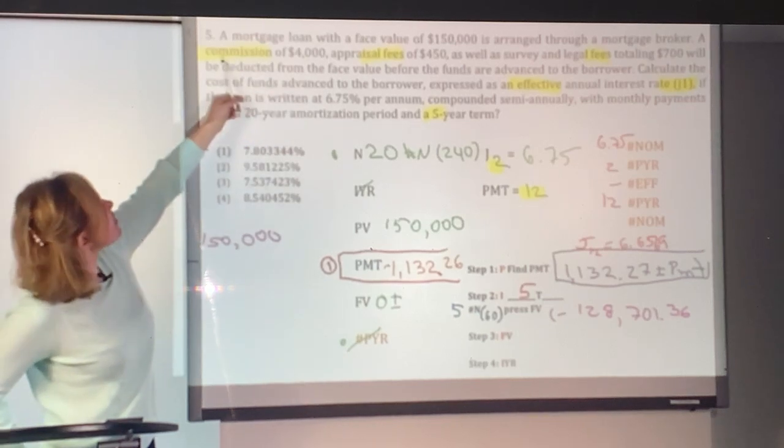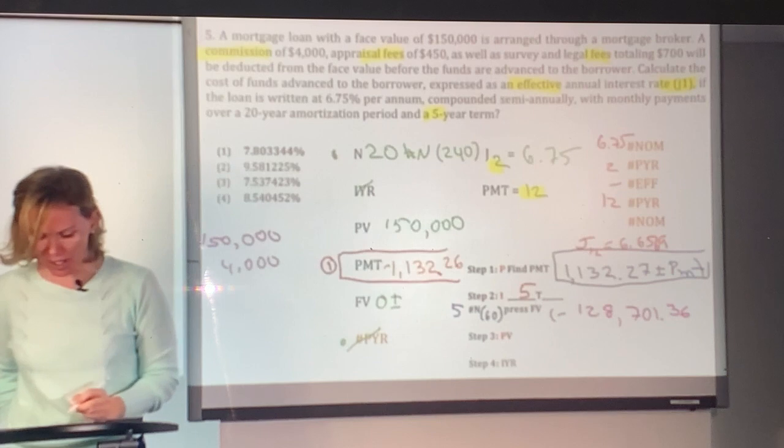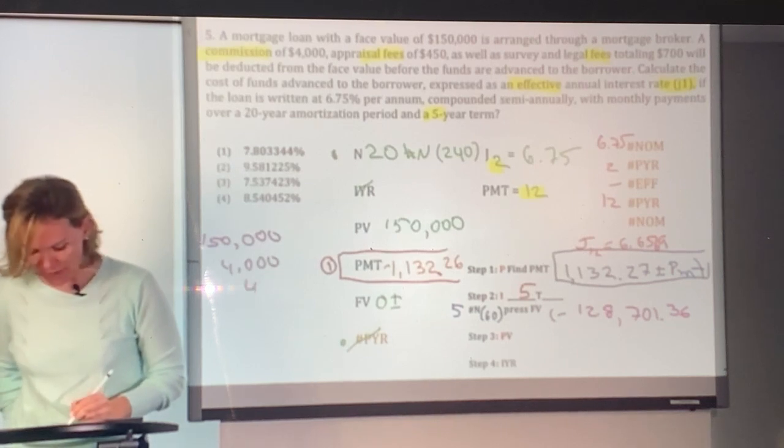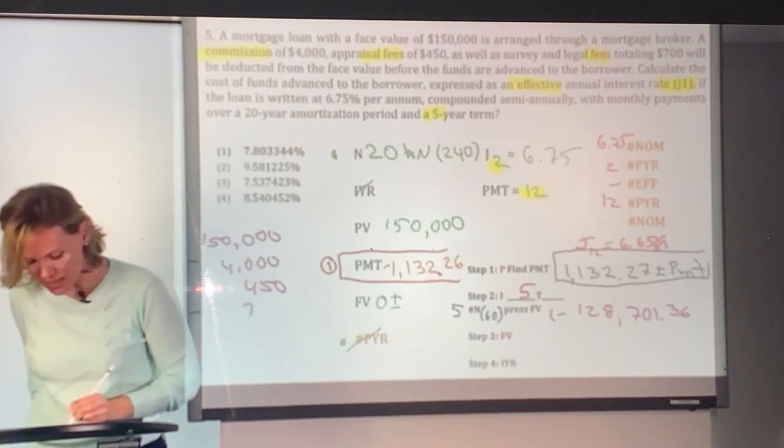Then we have all the fees. You have to minus everything that's given to you. Commission is 4,000, so minus the 4,000. Next one, what else do we have in there? Okay, we have appraisal fee of 450. What else do we have? Then we have the legal fees, total of 700. So you see how many fees we have in there?